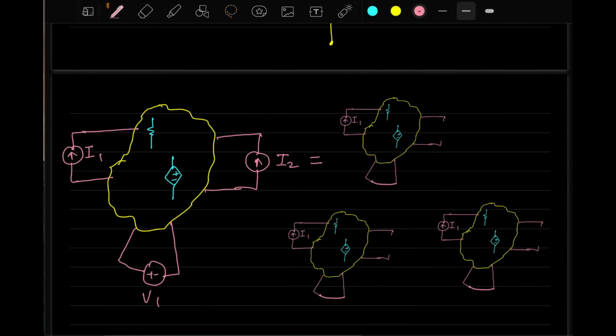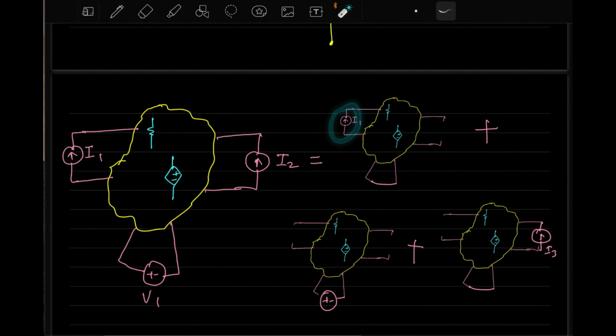Okay. So now what happens is, this is actually the addition of all these three. Here we'll have this current source open and a voltage source like this, and in the third case we will have I3 like this. So this is basically the pictorial representation where you have this current source acting first, and you have replaced the voltage source by a short circuit, and this current source also by an open circuit.